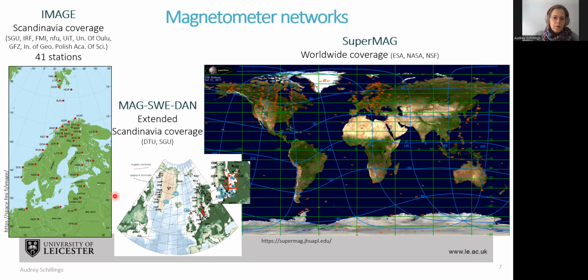Then on the left, you have two other, more local networks. The IMAGE network for Scandinavia over here, and then the new and extended Scandinavian network, called the MAX Sweden project, which is a joint project between Sweden and Denmark. They have upgraded magnetometers and added magnetometers that will be integrated into the IMAGE network. So those are the data I'm using for the magnetic field.